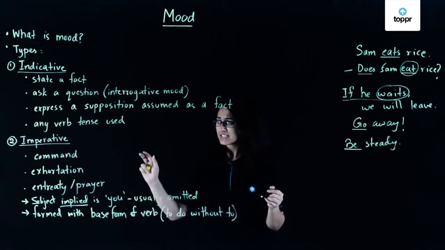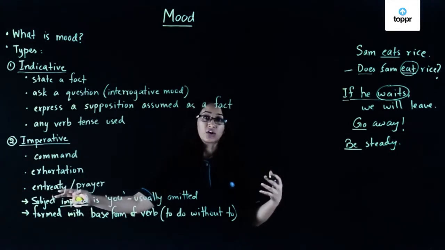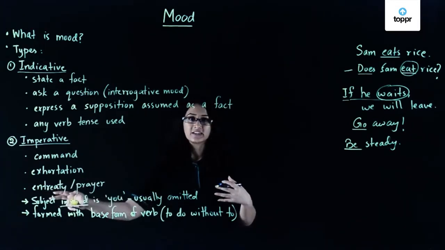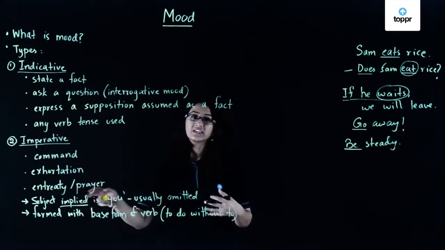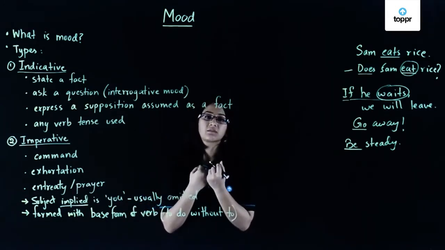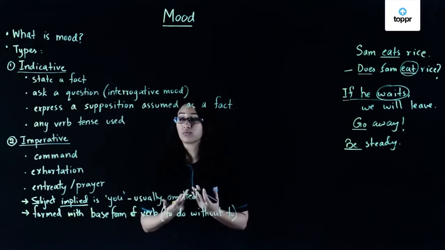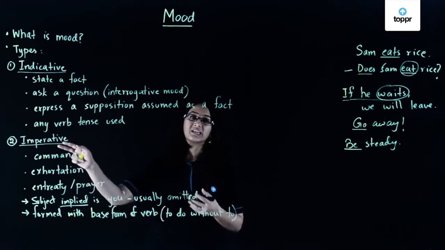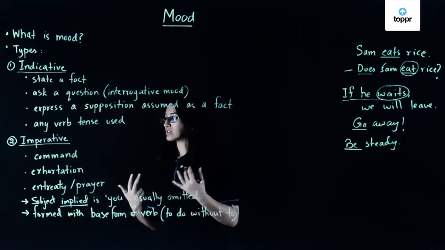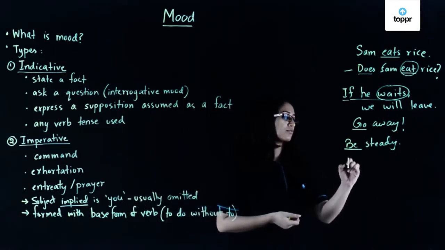Very good. Now I can also use verbs to show an entreaty or a prayer. So entreaties are basically like requesting, but in a stronger way, or expressing something which is a prayer, and those sentences would be in the imperative mood as well. So let's take an example. Forgive me.